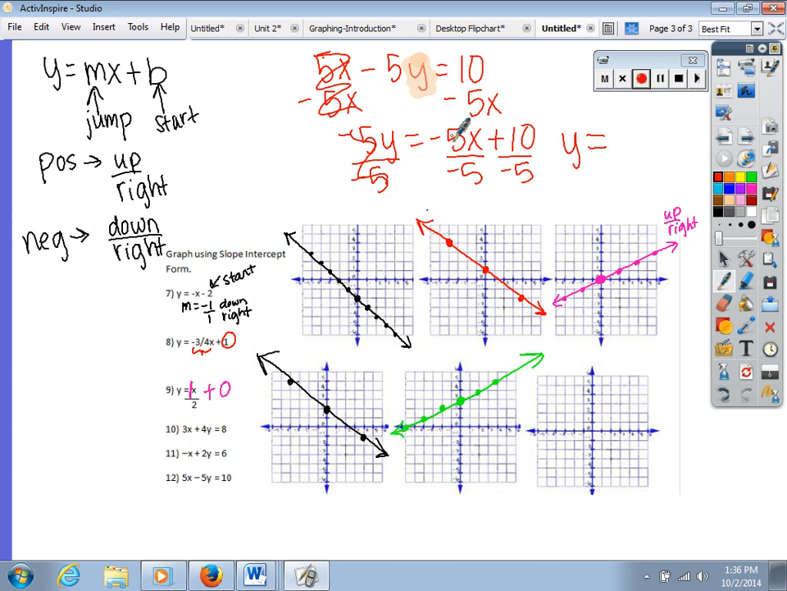So y equals, this right here would just give me 1x, or 1 over 1x if you want to think about it, because you got to have a fraction in order to jump for your slope. And 10 divided by negative 5 is a negative 2, so I just write minus 2. So I would start at negative 2, and it's a positive slope, so it's up righteous. So up 1, right 1. Up 1, right 1. Keep on going, or you could do the complete opposite to keep it positive, which is down and left.